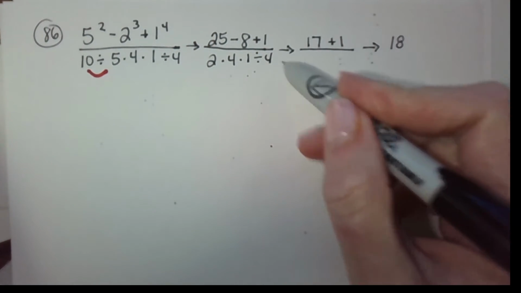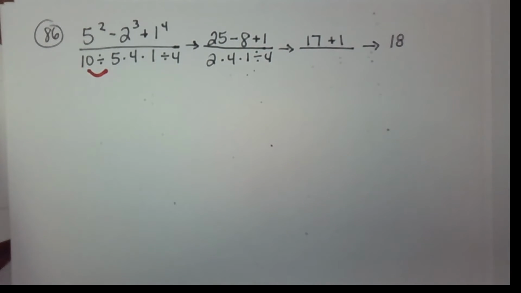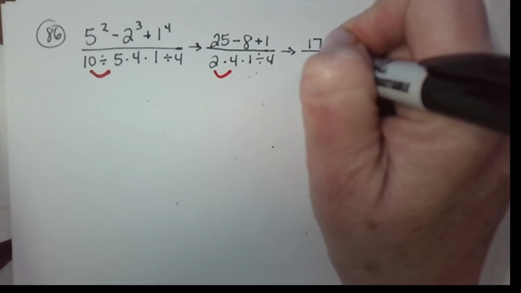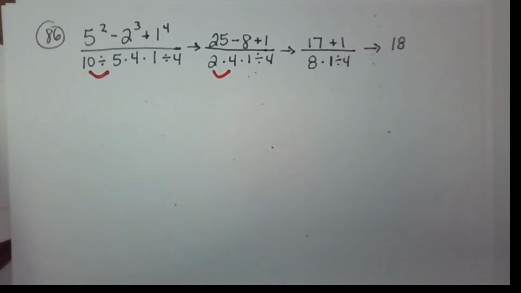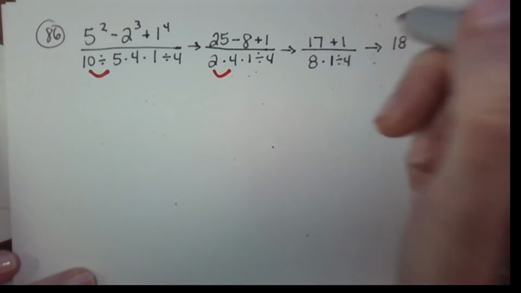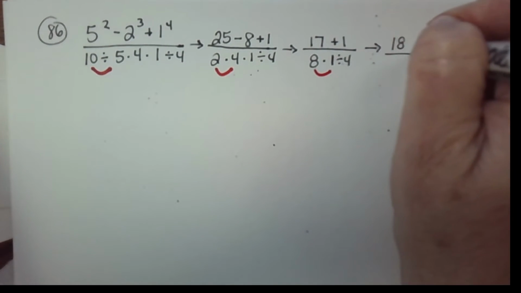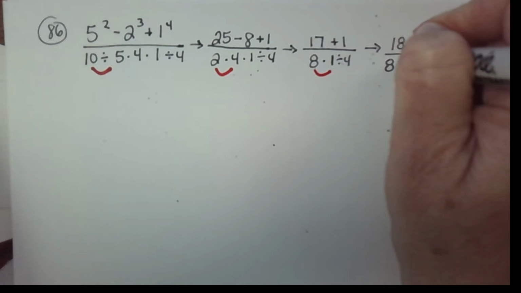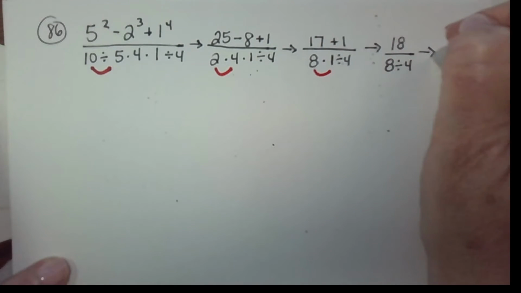2 times 4 times 1 divided by 4. And then I'm just going to keep working across left to right. 2 times 4 is 8 times 1 divided by 4. Okay, I'm just copying down the rest of it like it is. Next thing is left to right, so 8 times 1 is 8 divided by 4. And then lastly, we're ready to go with 8 divided by 4 is 2.